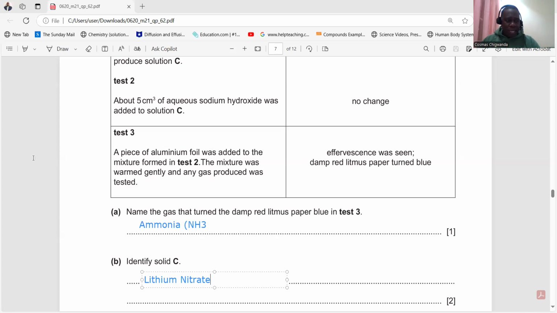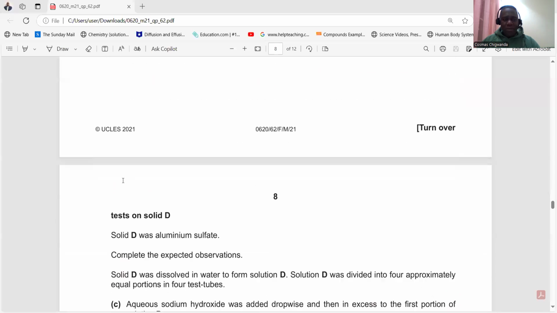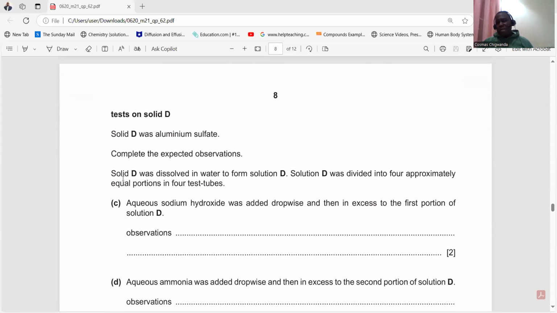Right, let's move on and look at the next question. We have done the first part of the solid. Now we want to move on to the other solid that was mentioned there. So let's go to the next page and let's see what is being done on solid D. Now here, they've actually told you what is the nature of solid D. So you want to use the outline there to actually conclude that, indeed, it was aluminum sulfate, okay?